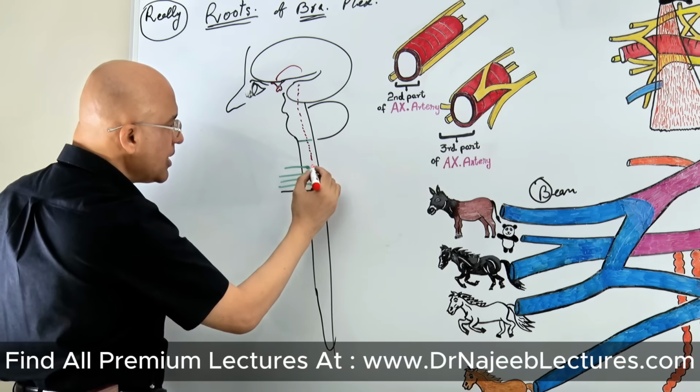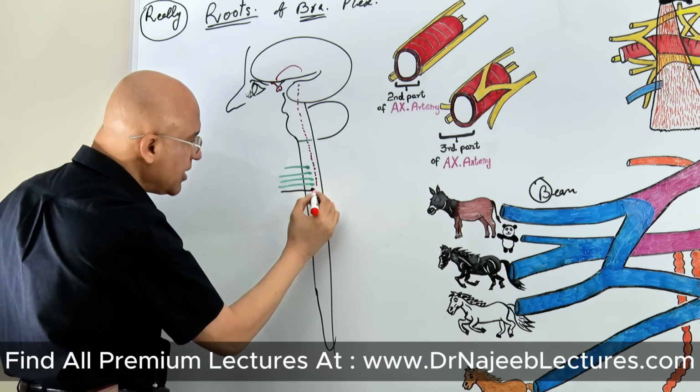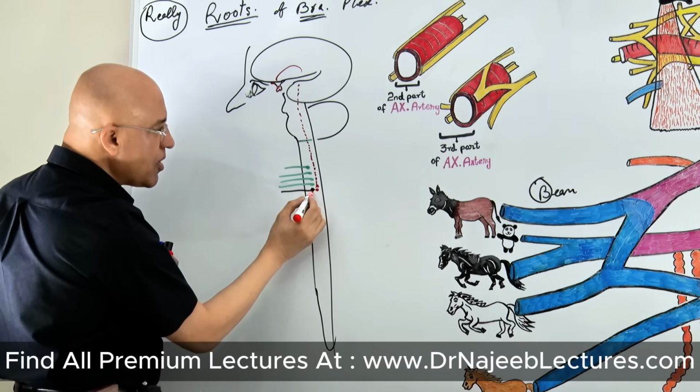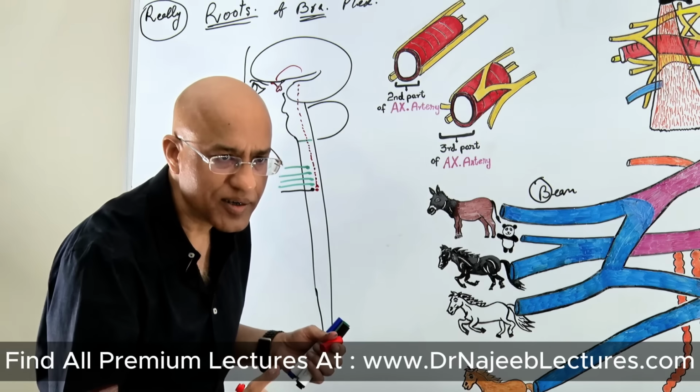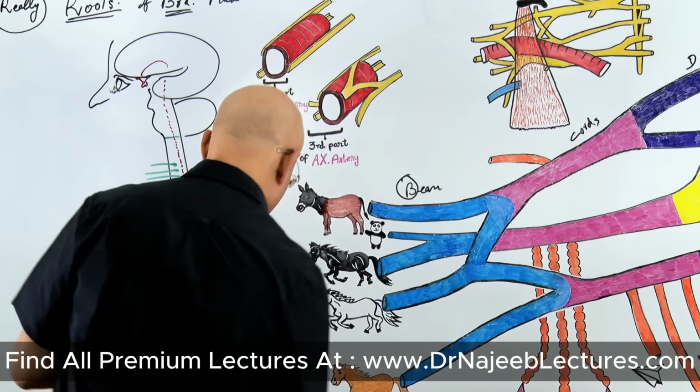Out of them, some fibers end on special neurons which are present in the spinal cord as the lateral horn. Lateral horn means we have made the spinal cord here. Okay, I will make the spinal cord again.